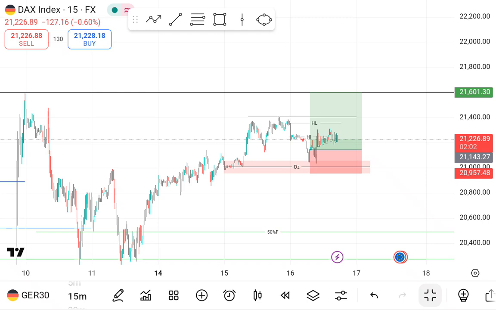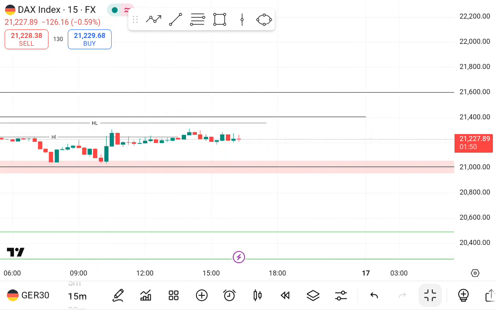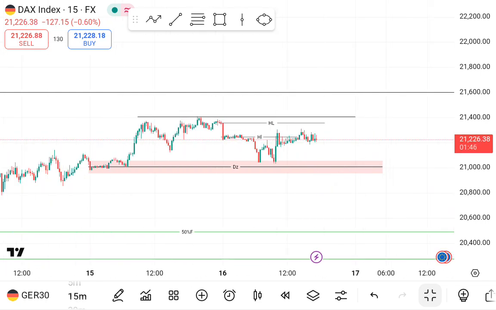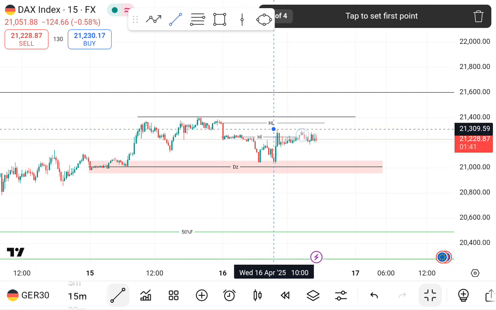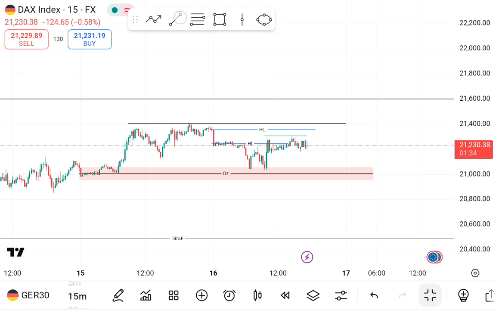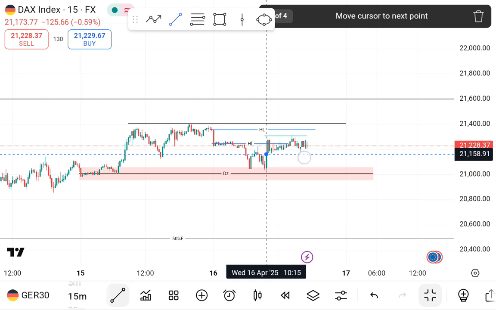This trade is still running. So I would have waited for something like a continuation pattern somewhere here to enter this trade again. It will just break the high, and then it must come back to this one right over here.